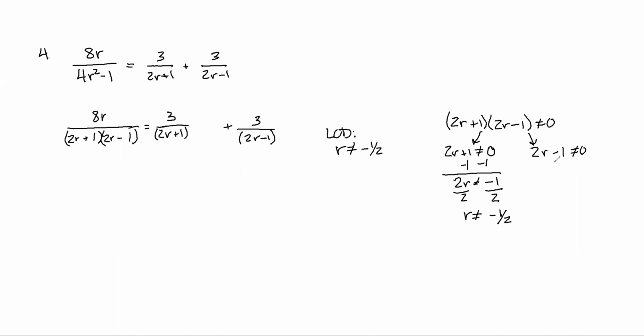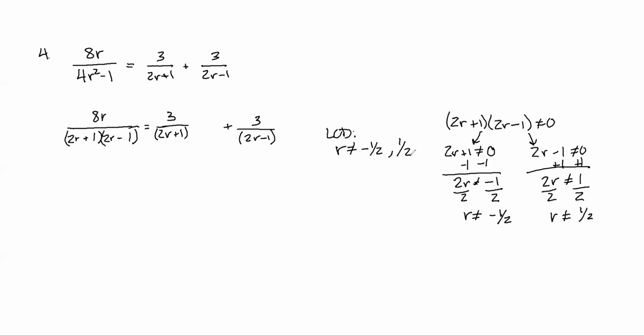Okay, and then in our other one here, 2r minus 1 cannot equal 0. Let's add 1. We get 2r cannot equal 1. Divide both sides by 2, and we get r cannot equal +1/2. So we have our two values that r cannot equal. If we get either of those, they will not be part of the solution set.